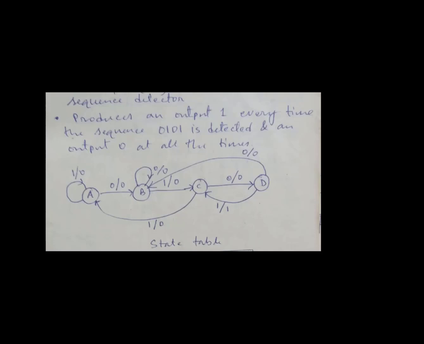So take an example. Say we want to design a sequence detector for the sequence 0101. That means when our sequence is 0101, then output is 1. Otherwise, output is 0. Next example. Say our input sequence is 0, 1, 0, 1, 1, 1, 0, 1, 0, 1, 1.